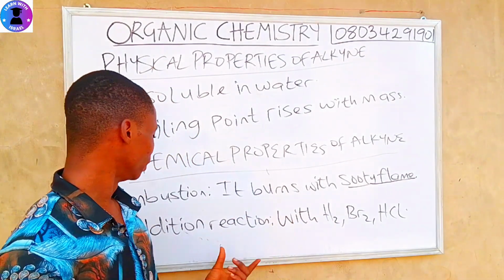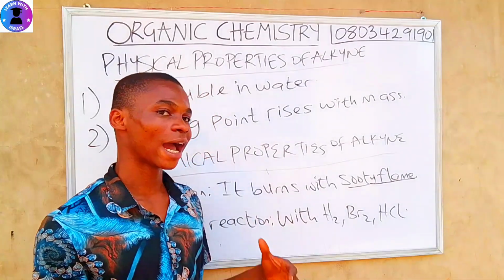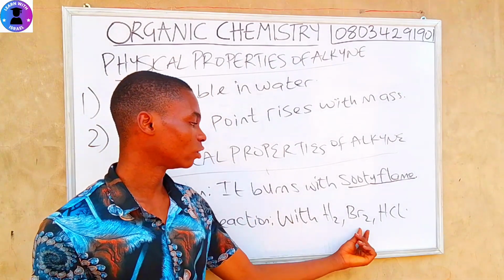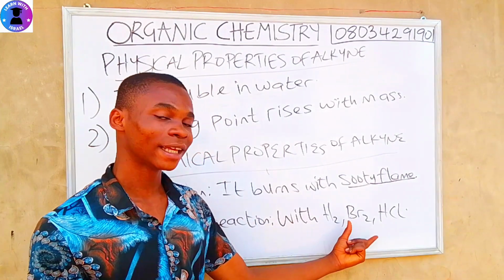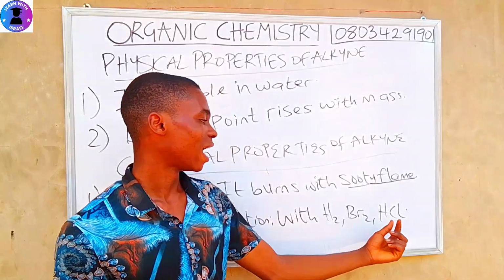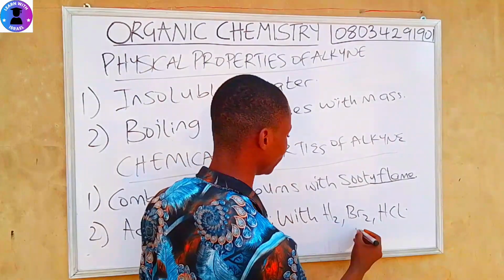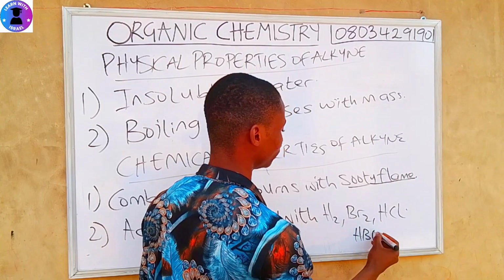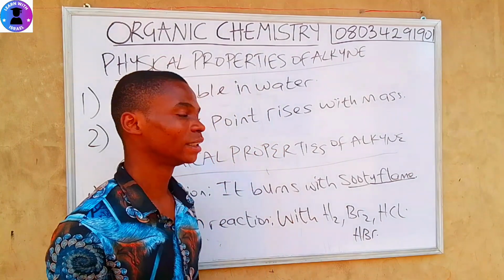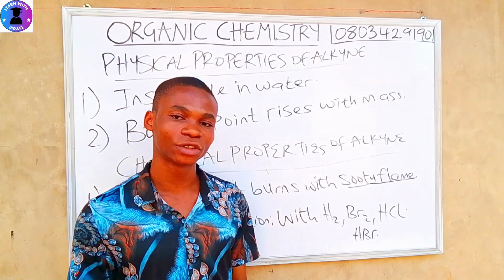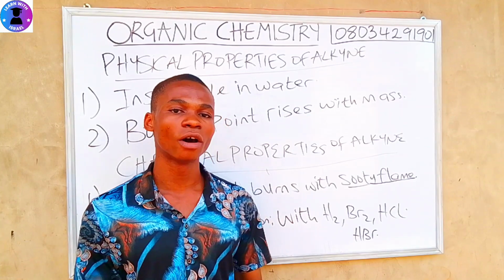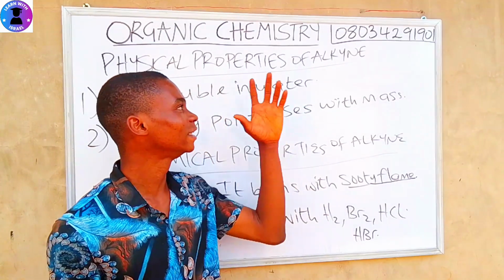You know, for alkene, once it reacts with H2, it gives us hydrogenation. For Br2, the test for unsaturation, and for HCl. And HBr is also part. For HCl and HBr, once it reacts, it gives electrophilic addition. So don't forget all these concepts. It is very important.